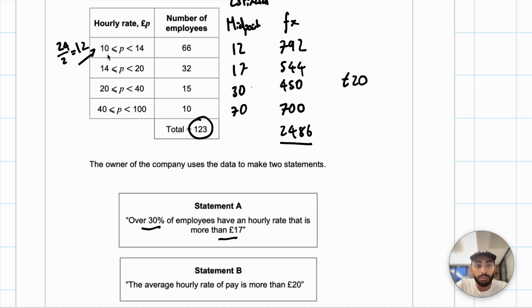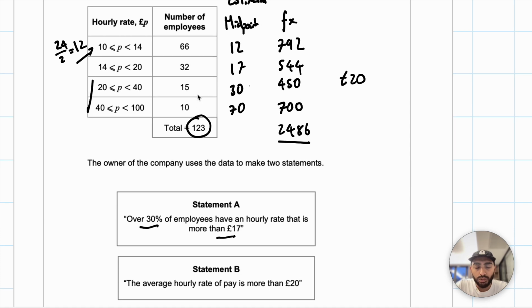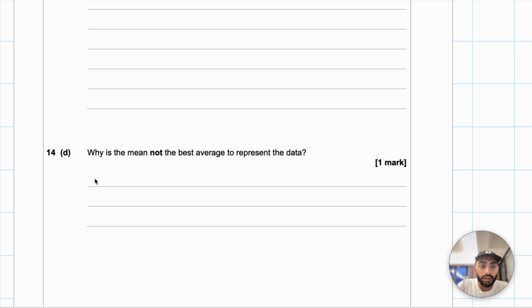The people earning between £10 and £14 are the most common, and the median would fall there because half of 123 is 61.5, so it would be in that first row. The people that are earning more than £20 are heavily skewing this data. Those people earning high salaries, which is not that many, are heavily skewing the data to increase that mean. So the way we could write this is: the median is a better representation.